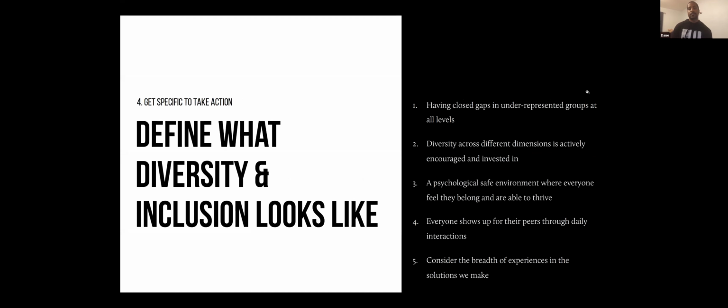Number four, once you have that vision, it's time to get specific and take action. So begin defining what diversity and inclusion looks like. So here's an example of how we defined it at Capital One: having closed gaps in underrepresented groups at all levels. That diversity is actively encouraged and invested in. We're creating a psychologically safe environment where everyone feels they belong and are able to thrive.